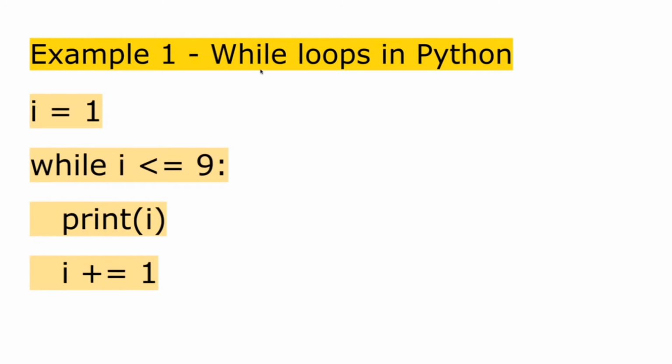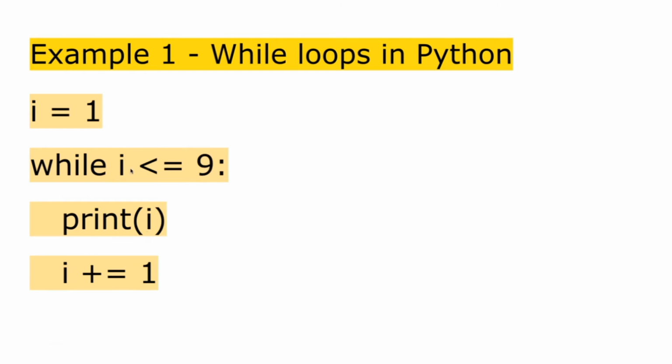Example of a while loop in Python. So i is equal to 1. This variable i is just equal to 1. That's it. While i is less than or equal to 9, this is our condition. We use the keyword while, right? And then now our condition: i has to be less than or equal to 9. Print i. i plus equals 1.